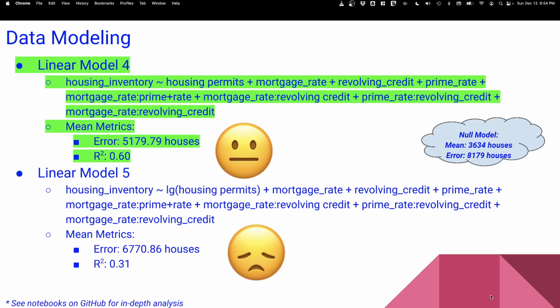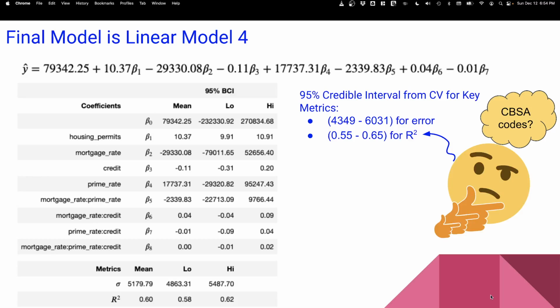Well, that ended up not being the best thing to do. Our error went up significantly, still better than our null model, but our R squared dropped to 0.31, so that's not the way to go. Let's, for this round of analysis, just go with linear model number 4.